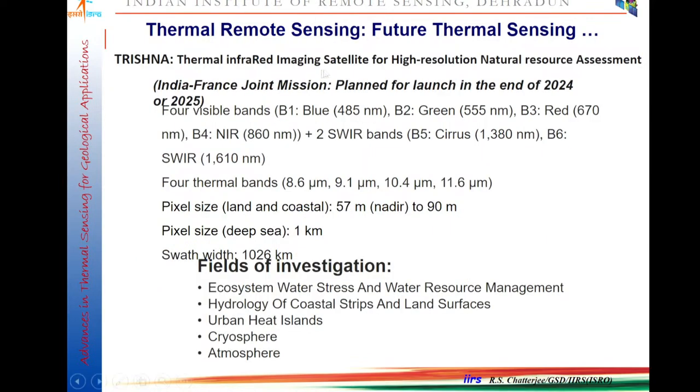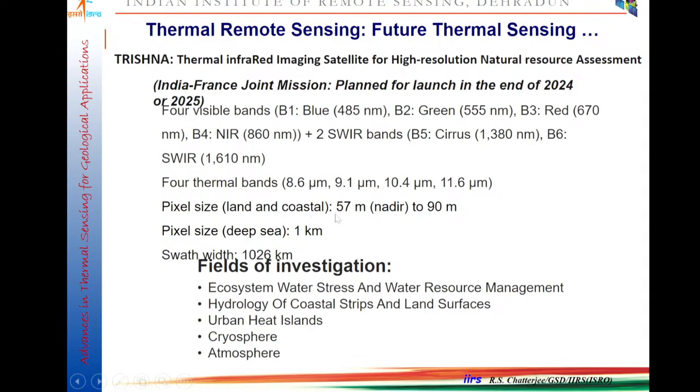Now one of the very important future thermal missions is known as Trishna. Trishna is the acronym of Thermal Infrared Imaging Satellite for High Resolution Natural Resource Assessment. It is an Indo-French joint mission and planned for launching at the end of 2024 or 2025. Here there are visible bands, NIR bands, SWIR bands, but what is most important to us, there are 4 thermal bands. Multispectral thermal remote sensing is possible.